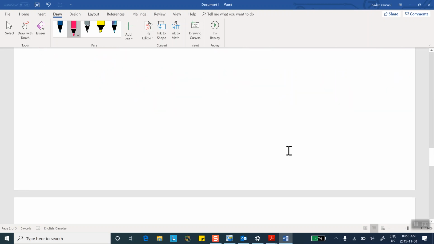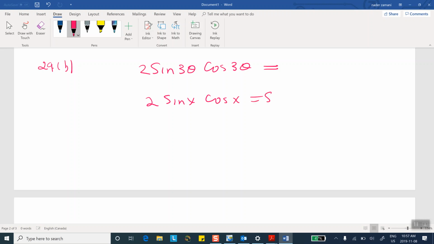That's number 29A. 29B writes something like that: 2 sine of 3 theta cosine of 3 theta. Now you have to recognize this is just like 2 sine x cos x equal to sine of 2x, right? That was the double angle formula. So this is going to be sine of 2 times 3 theta, and this is sine of 6 theta.